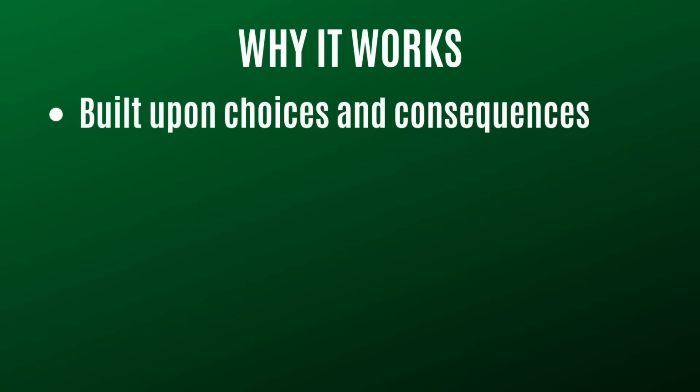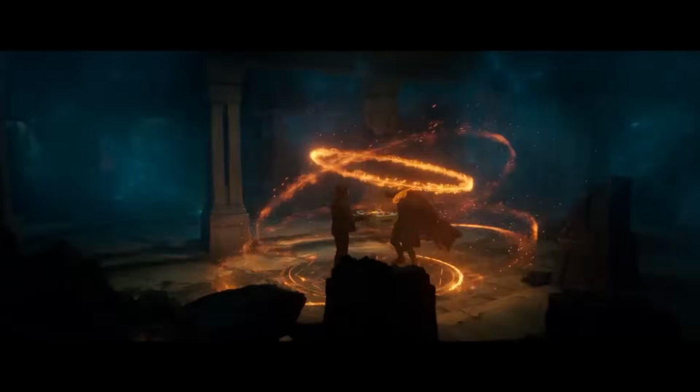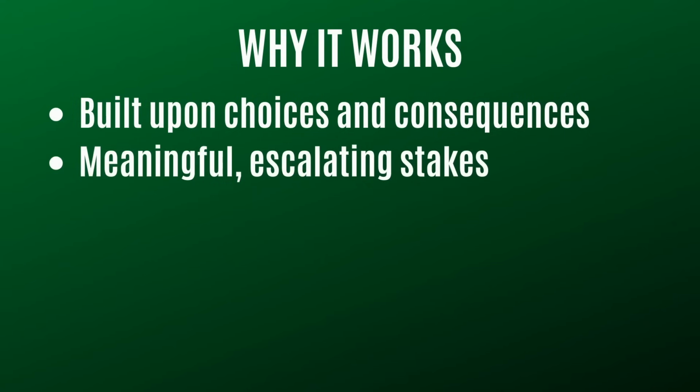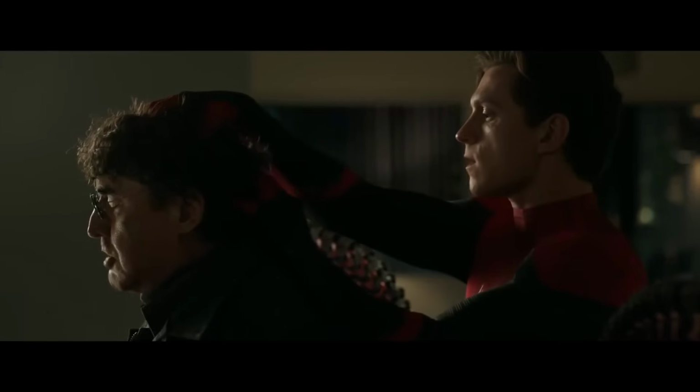It hammers home the classic theme of with great power comes great responsibility by showing how Peter's choices create and intensify his problems, and how taking responsibility is the solution. You also have meaningful, escalating stakes. Peter tries to help his friends, which draws villains into his universe, which prompts him to try and save everyone, which causes his aunt's death, and ultimately leads to a scenario where the Goblin threatens to bring even more enemies into this world.